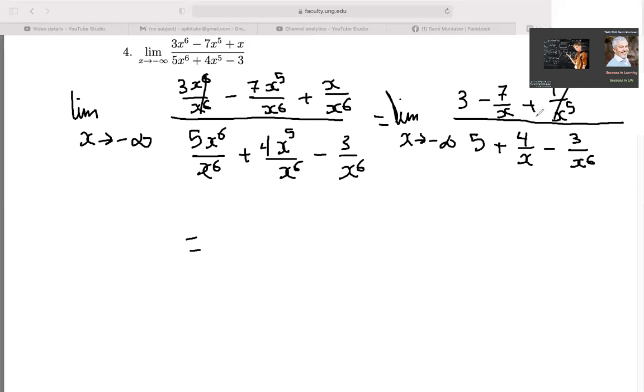So all of these here, they become zeros. Are you dividing by a big negative number? And your final answer will be just 3 over 5.